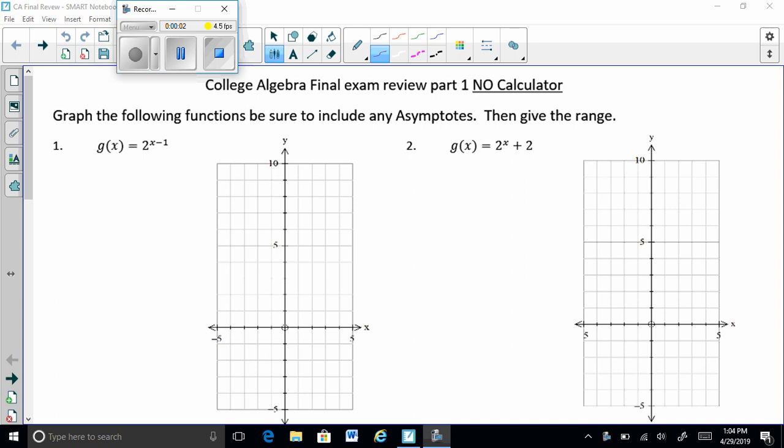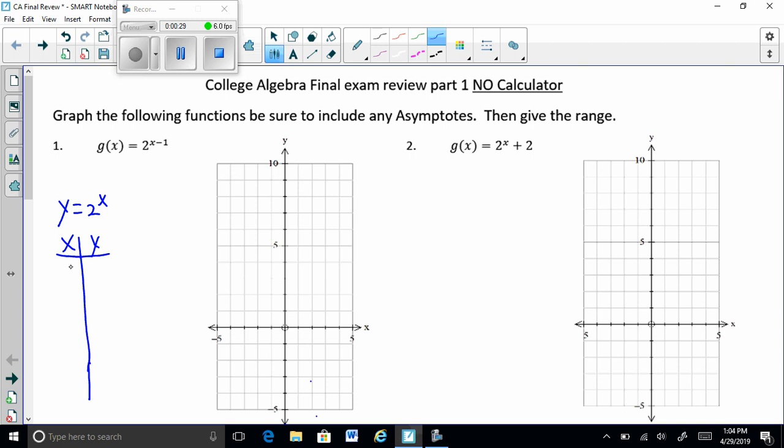All right, so here's our review. So we're going to start with graphing our exponential and logarithm functions. So the way we did it in class was we basically graphed the simple version of this. So that would be y equals 2 to the power of x. And then we use transformations to move it. So let's just review what that table looks like, and then we'll use our transformations.